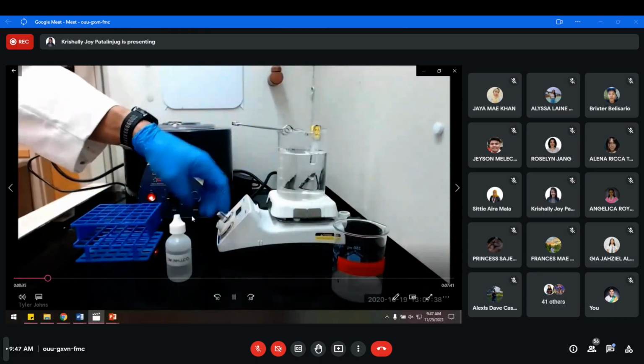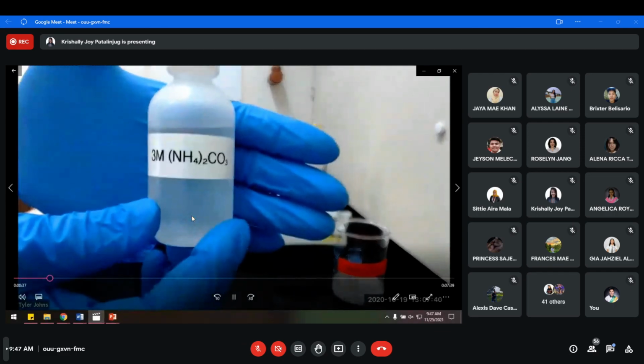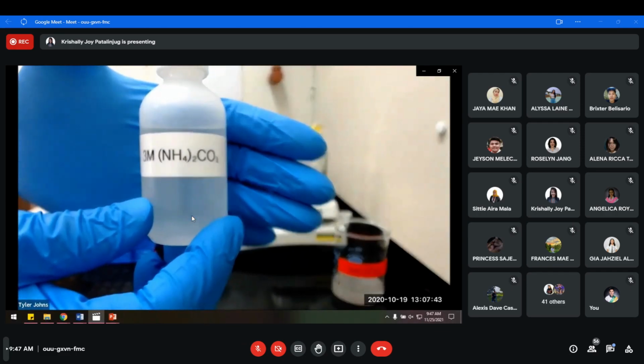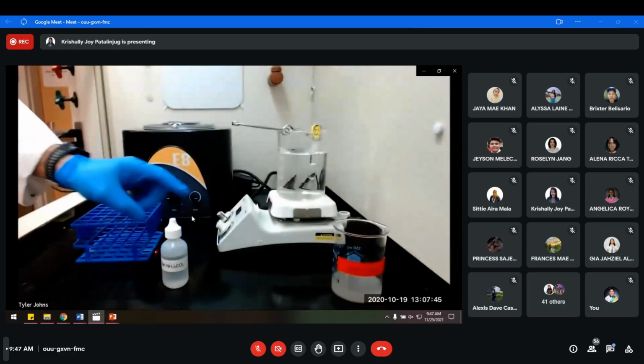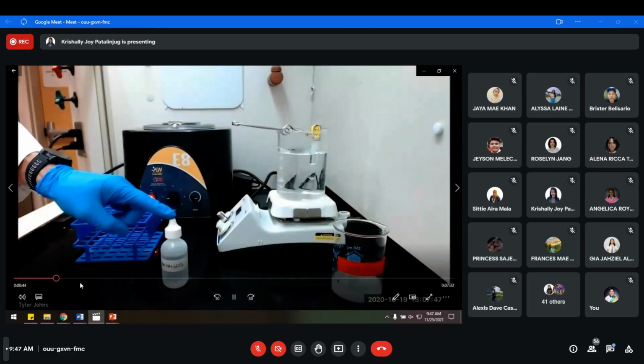To our hot solution, we will add 3 molar ammonium carbonate dropwise until just basic. We will then add 1 milliliter in excess of 3 molar ammonium carbonate.